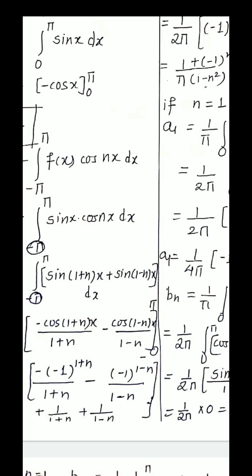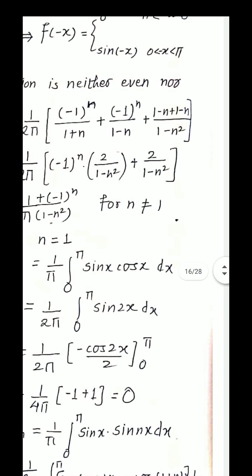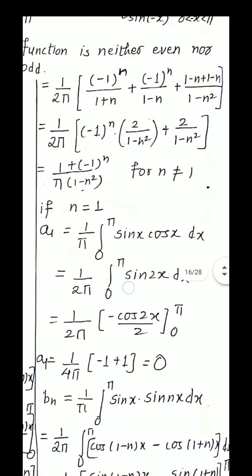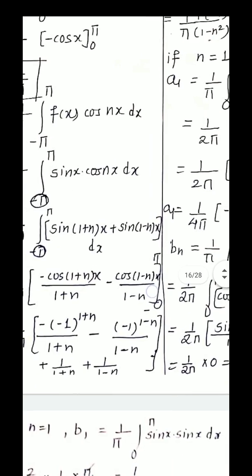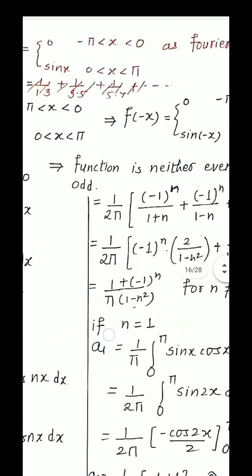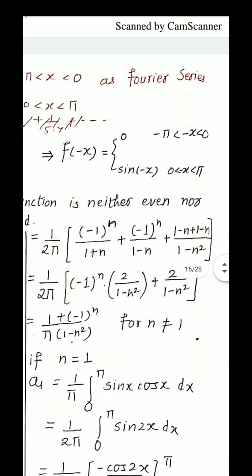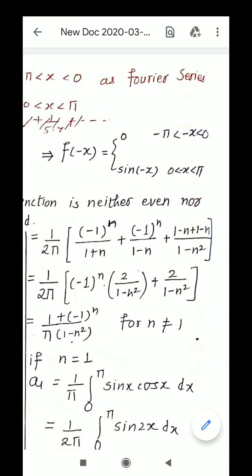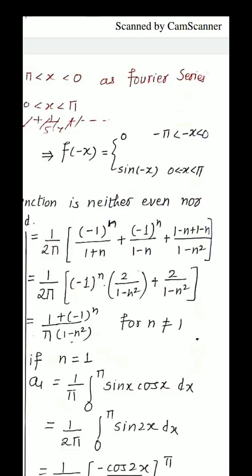And for this term, take the cross product: 1 minus n into 1 plus, 1 minus n plus 1 plus n here, not minus, 1 minus n plus 1 plus n. So n gets cancelled, then here 2. Okay, so here not the minus sign, this sign should be plus.